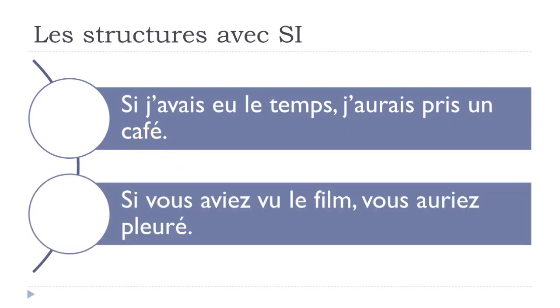Okay, let's see the second example. Si vous aviez vu le film, vous auriez pleuré. Okay, so here you have voir, okay, and it's the plus que parfait form. Vous auriez pleuré. Here you get pleurer, okay, to cry, and it's at the conditionnel passé form. Okay, so that's the, well, classic structure that you can use if you want to express regrets, okay, with this if structure.